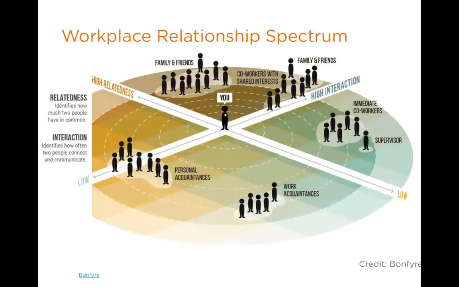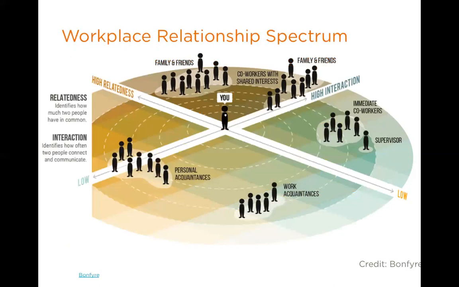Next we'll move to the larger quadrant at the front of our screen, which is low interaction and low relatedness. We have some people who fall into that category: work acquaintances and personal acquaintances. This also makes sense because if you have low interaction with folks, you don't have a chance to connect or communicate, so you probably will also have low relatedness because you can't determine how much you have in common with them.